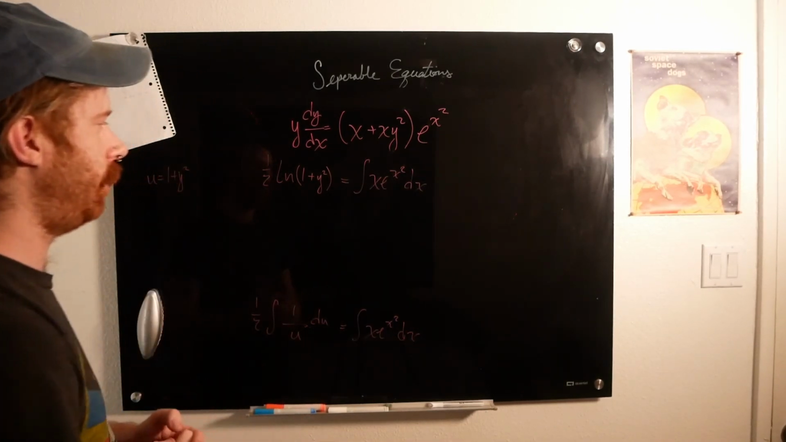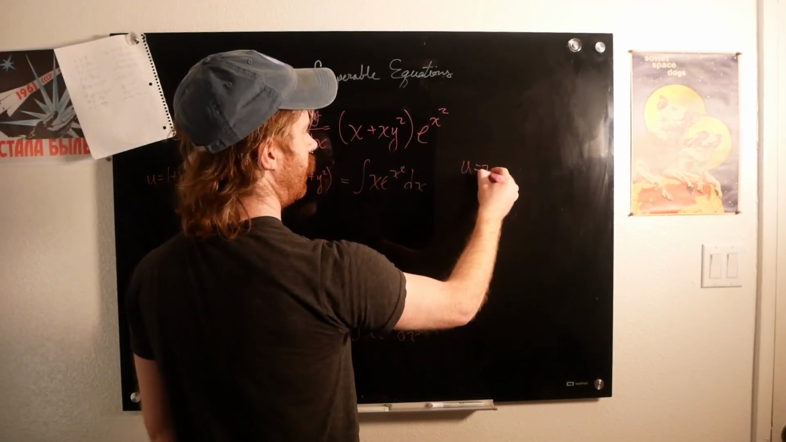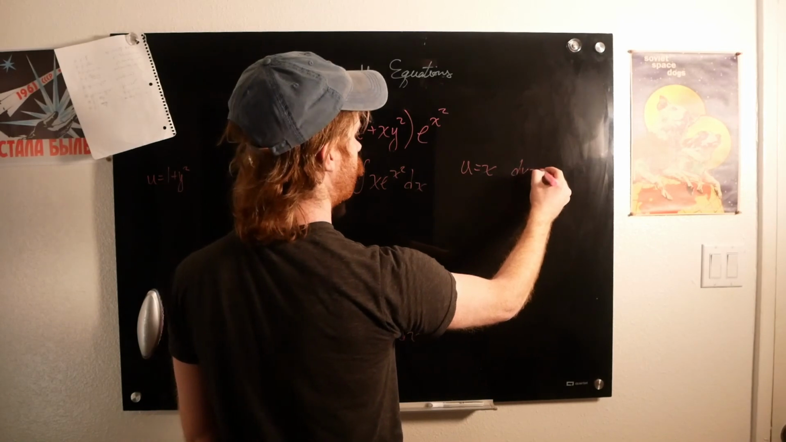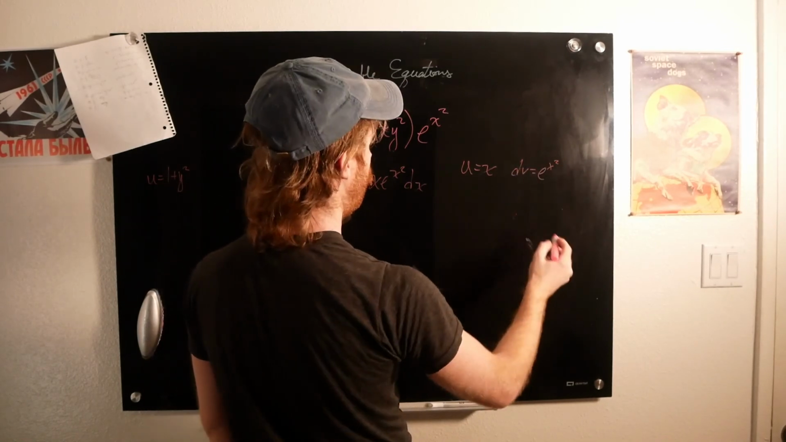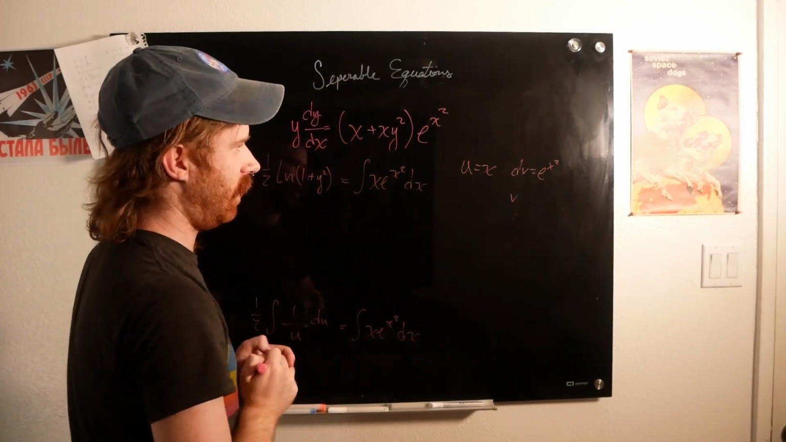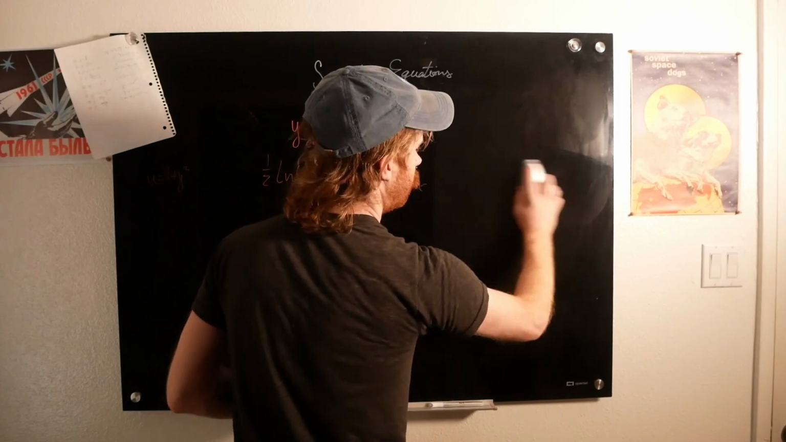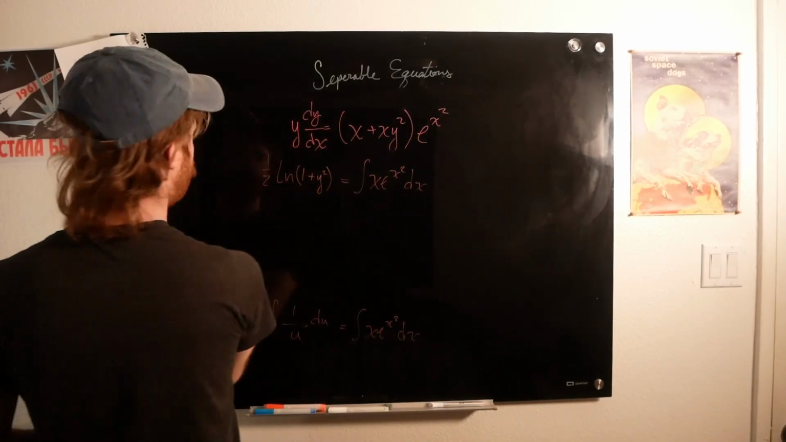Well, this looks like it could be parts, but if you try and set it up that way, you're going to want u equal to x, and then dv equal to e to the x squared. And you would have to integrate this, and I believe that's a function that's not integratable. So that's no good. So we're just going to have to use regular substitution.